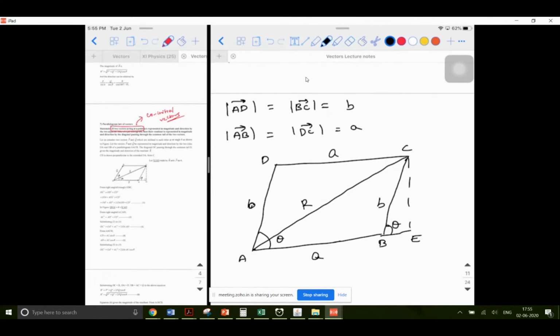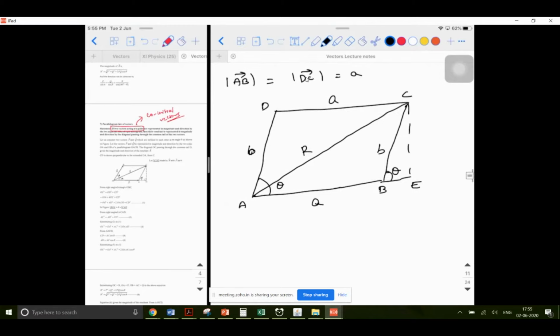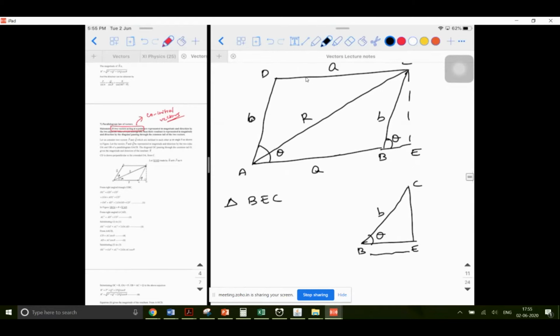Okay, if I take the angle to be theta, then I consider the triangle BEC. I am taking a separate diagram of BEC for you to understand better. If this side is B, and I take this side to be X and this side to be Y, what is X divided by B equal to? Anybody?